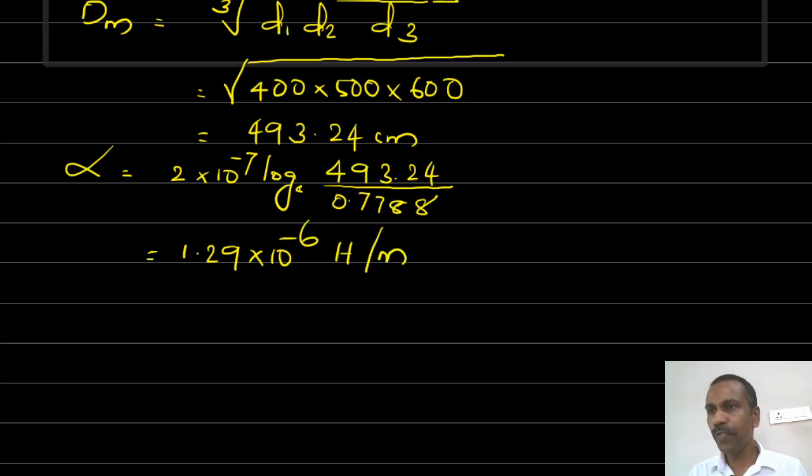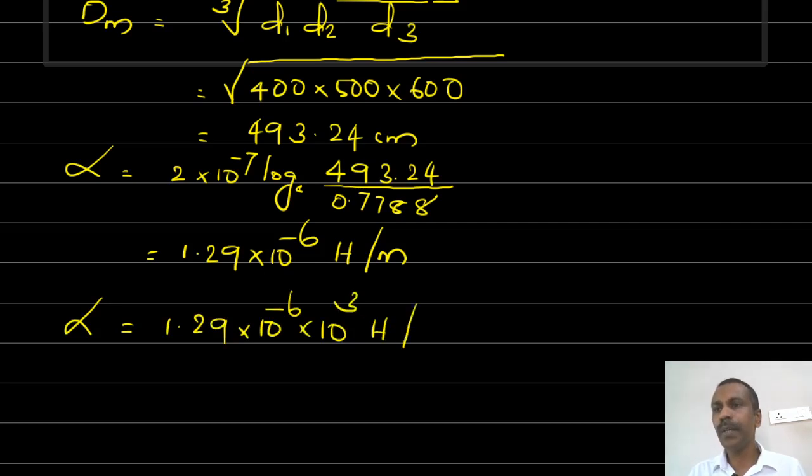The unit of inductance in our calculation will always be Henry per meter, because in every calculation we assume that our conductor has a length of 1 meter. So if you want to find out the inductance of 10-meter length conductor, you multiply this value with the 10. We have to calculate the inductance per kilometer in our problem. So this is equal to 1.29 into 10 raised to minus 6 into 10 power 3 Henry per kilometer. And this is equal to 1.29 millihenry per kilometer.